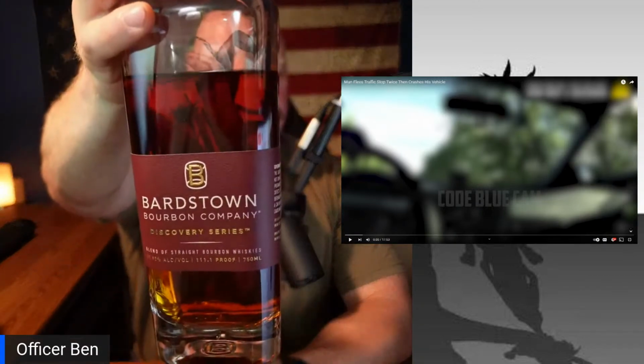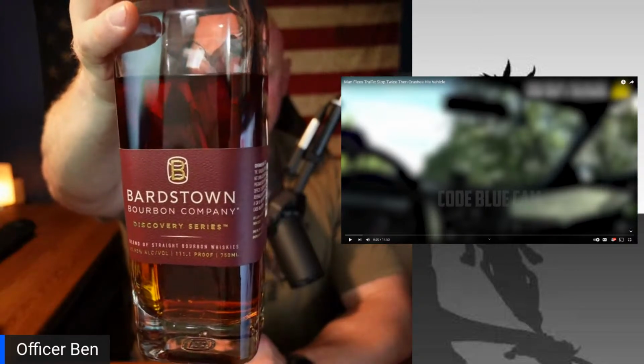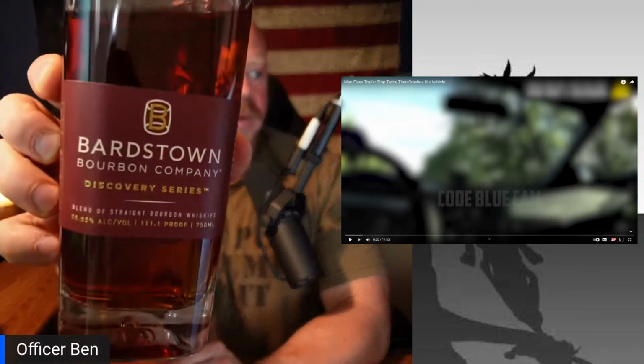The whiskey for today is Bardstown Brewery Company Discovery Series. This is a relatively young distillery, just outside of Louisville, Kentucky, in a town called Bardstown, which is where a lot of the distillers are. They just reached 4 years old, so they just started bottling their own product. Their 2 main products are this Discovery Series, and they also do a Fusion Series.